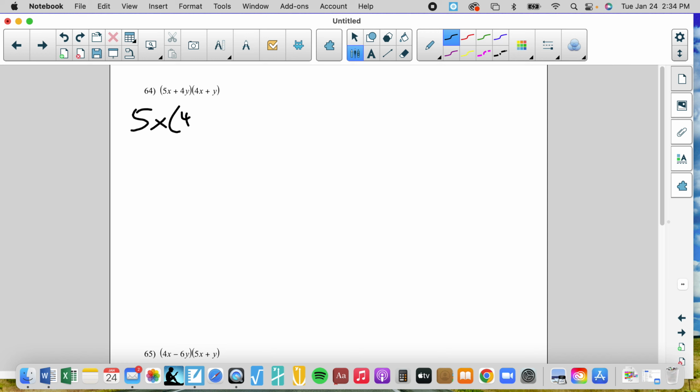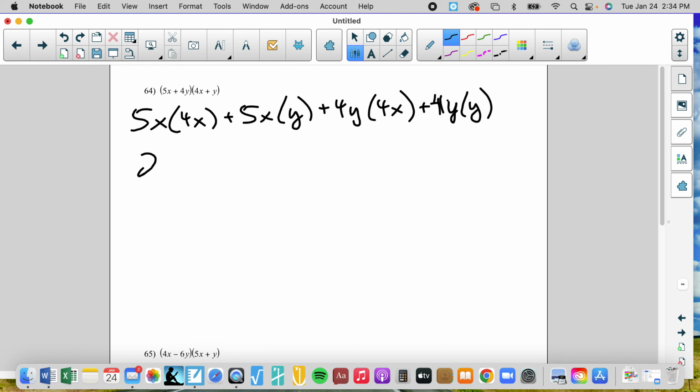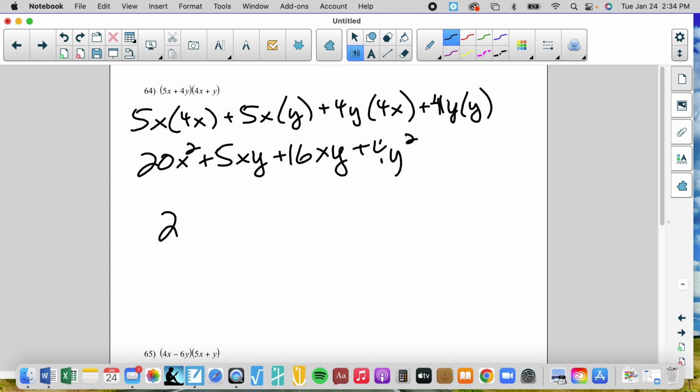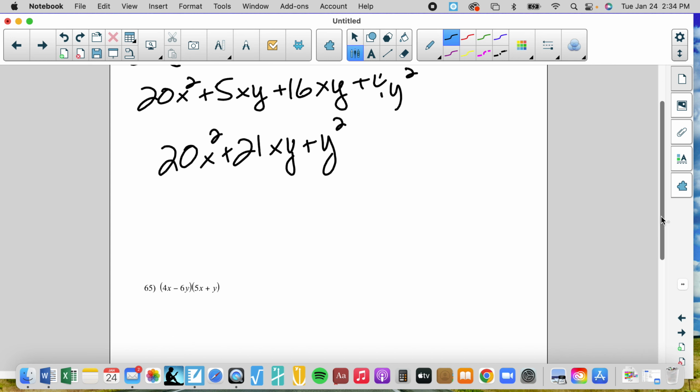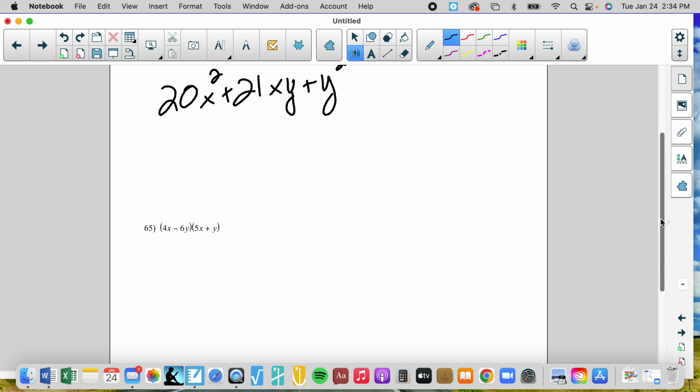5x times 4x plus 5x times y plus 4y times 4x plus 4y times y. 20x squared plus 5xy plus 16xy plus 4y squared. 20x squared plus 21xy plus 4y squared. That is in standard form. X squared, x to the first, no x value in the y squared.